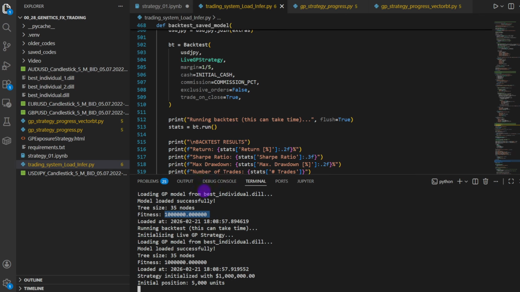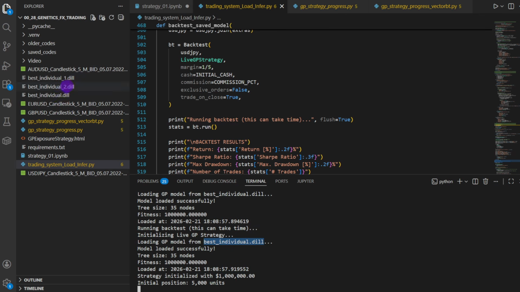So it's not really the best model. It's a fitness of 10/6. So this is a very bad indicator, very bad model. Remember, the fitness should be something very low, but we're going to run it anyway, just for the sake of the experiment. We're starting with $1 million in cash as a start. It's loading from the bestindividual.dil file, which is right here.